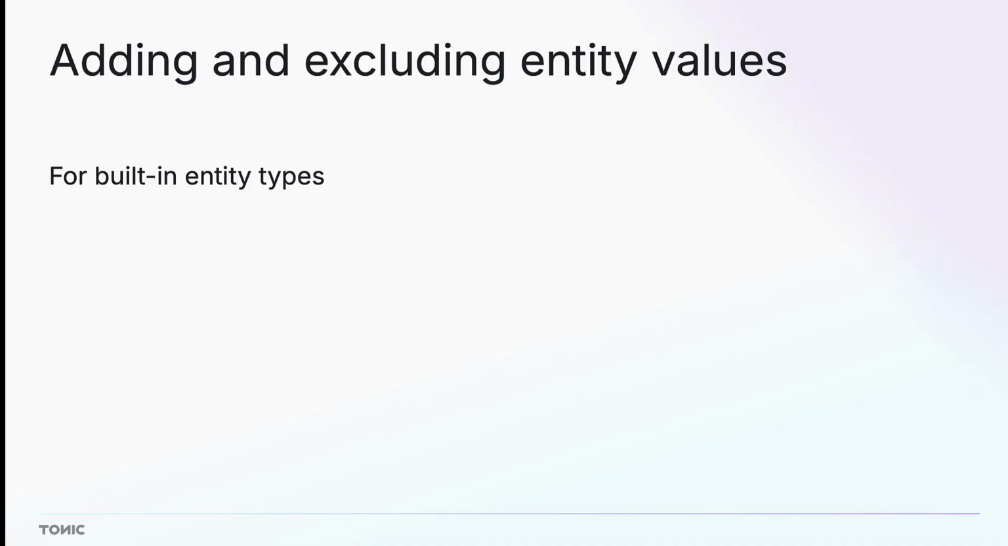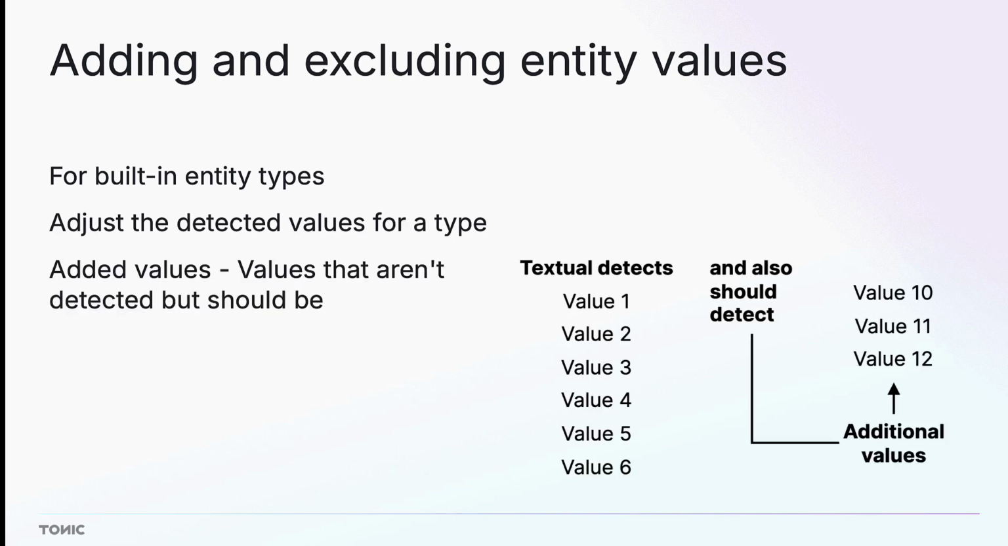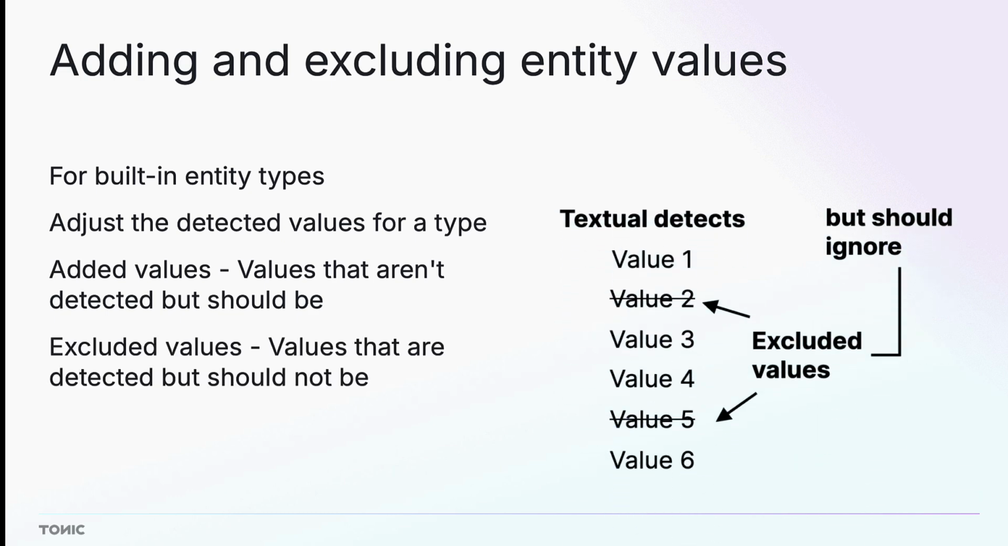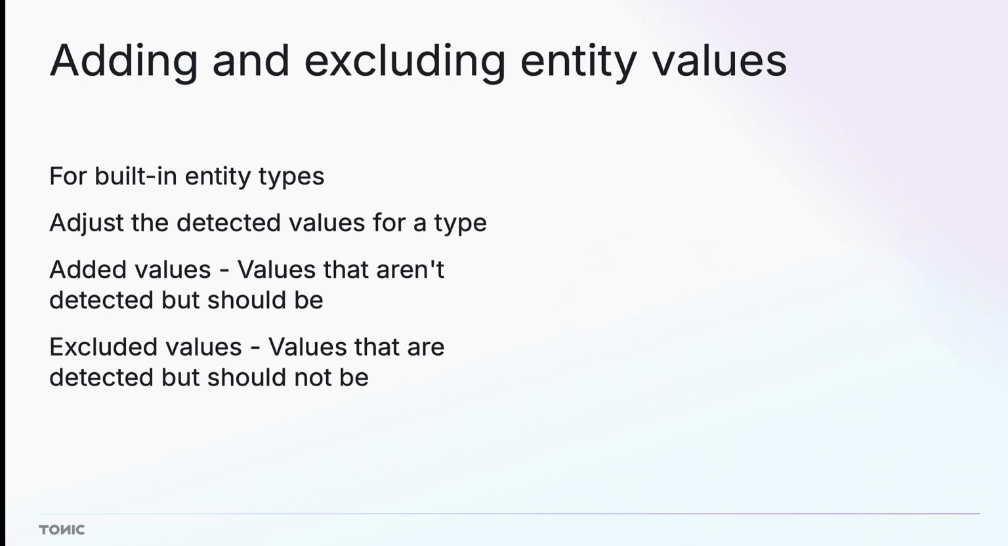For built-in entity types, in addition to selecting the handling option, you can adjust the actual values that Textual identifies. You can add values that Textual does not detect but should. You can also exclude values that you do not want identified as that entity type.